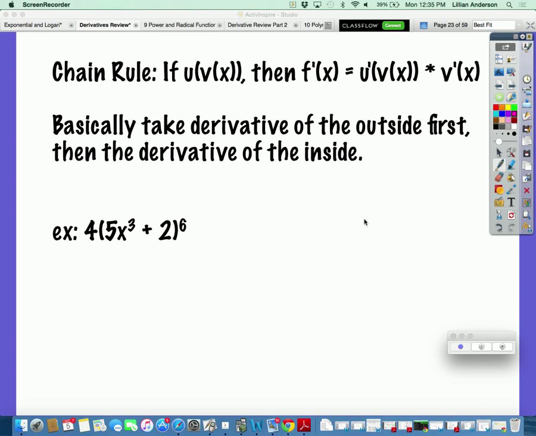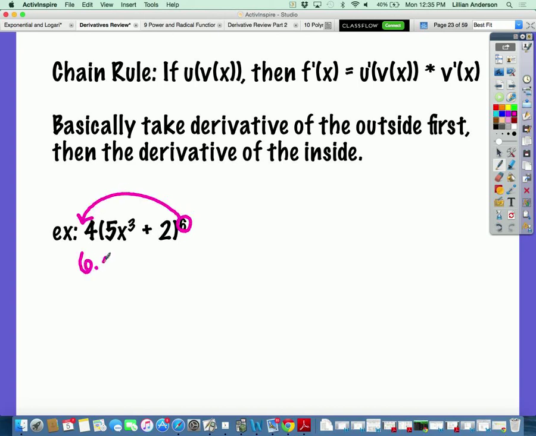So here's our function that we're working with. To take the derivative of the outside part first, we keep the inside. The derivative of the outside: you have the 6, so you bring it to the front. You have 6 times 4, this stays the same, and the exponent is minus 1. So there's the derivative of the outside, times the derivative of the inside.